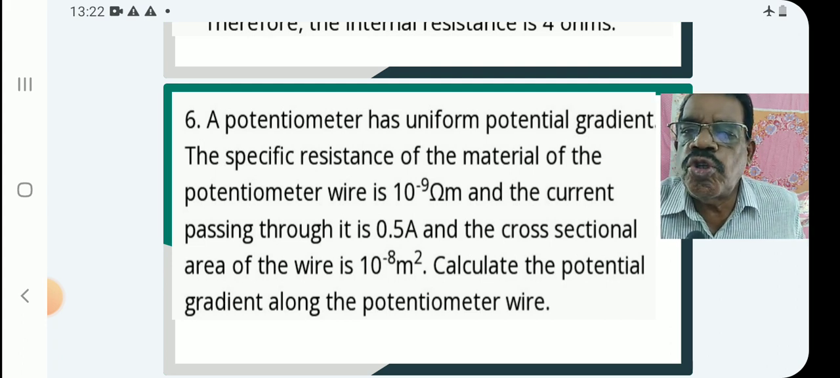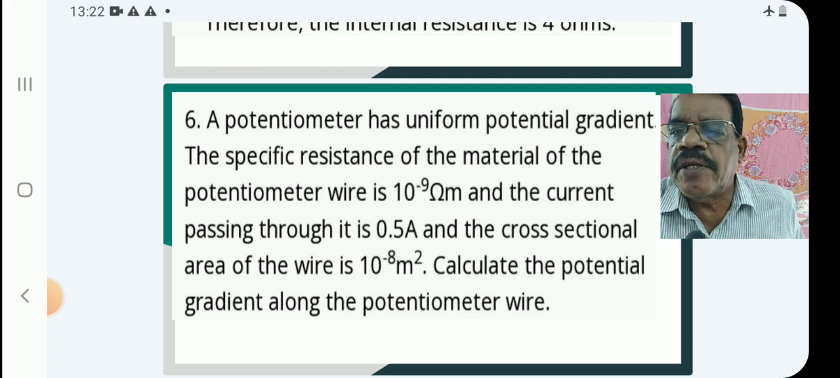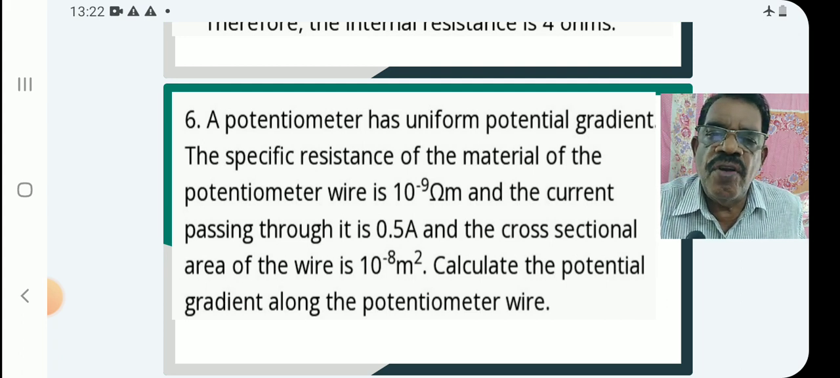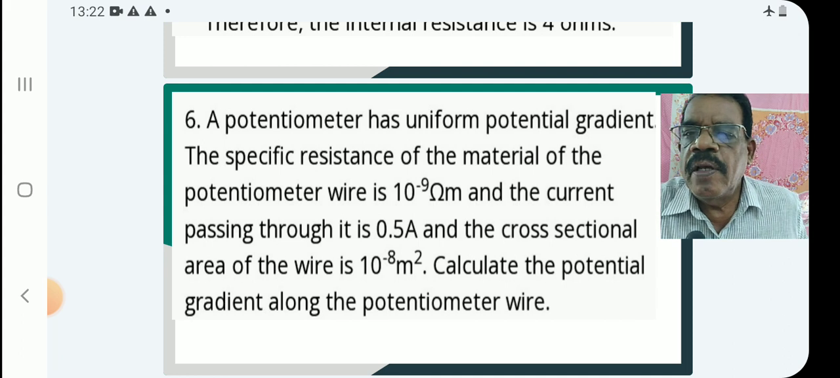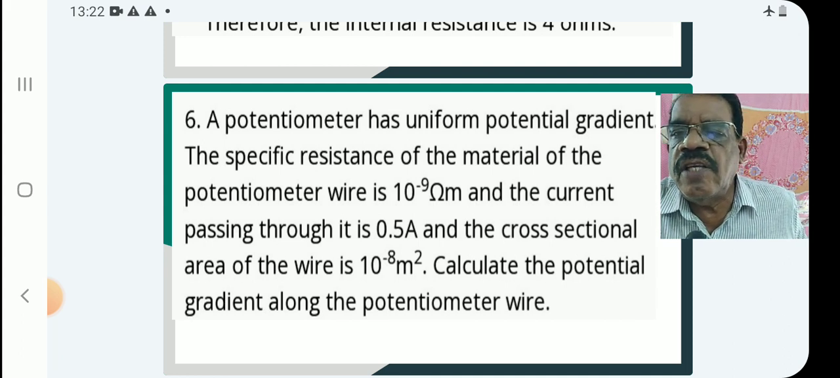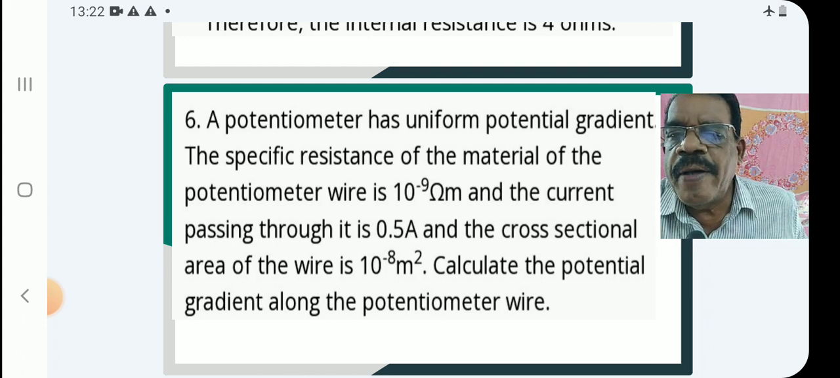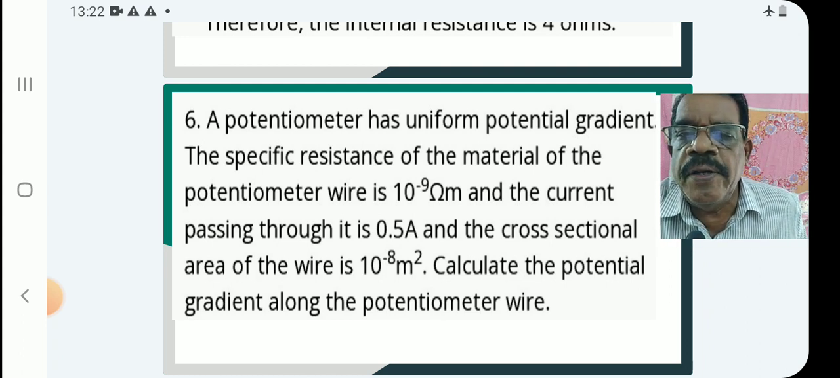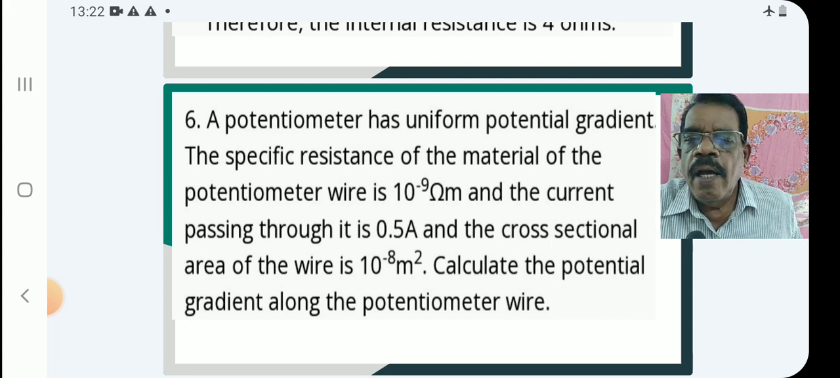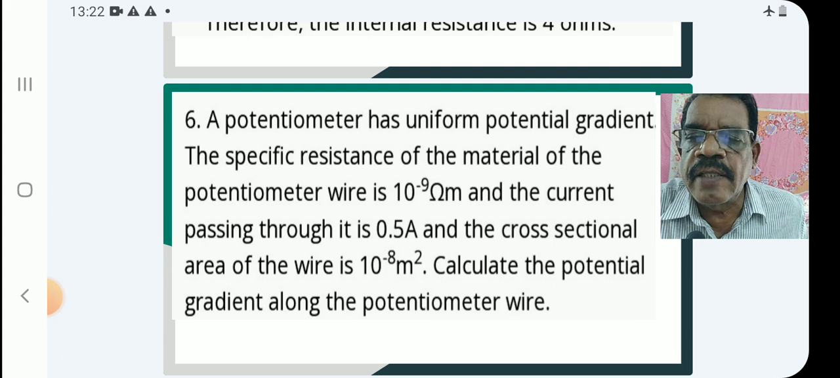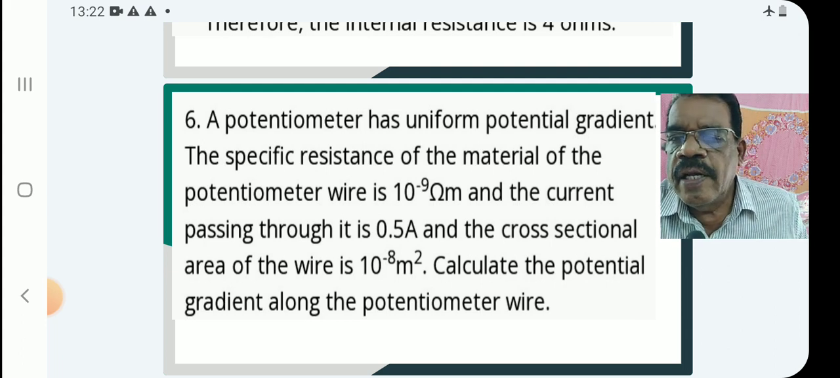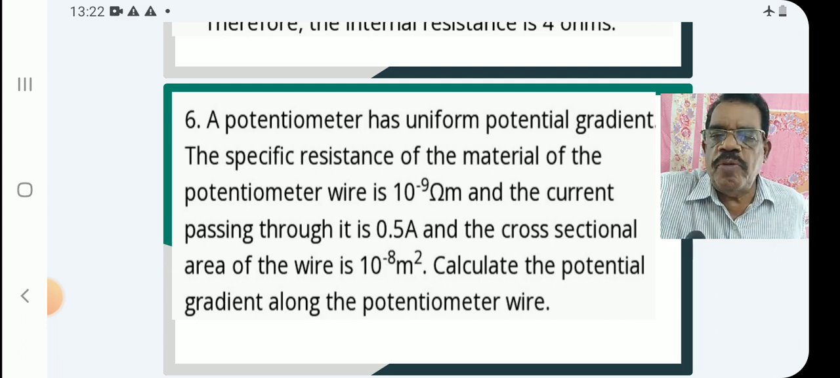You look here, a potentiometer has a uniform potential gradient. The uniform potential gradient is K. The specific resistance of the material of the wire is 10⁻⁹ ohm meter. Resistivity 10⁻⁹ ohm meter, and the current passing through it is 0.5 ampere, and the cross-sectional area 10⁻⁸ meter square. Current and cross-sectional area of the wire are given. Calculate the potential gradient along the potentiometer wire.